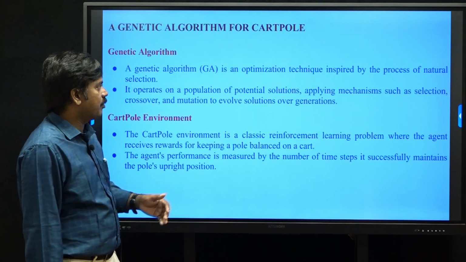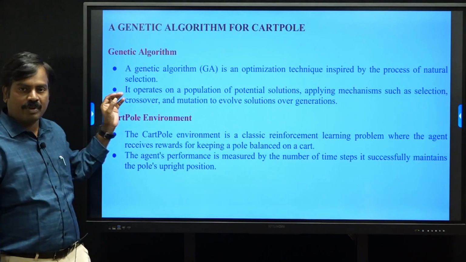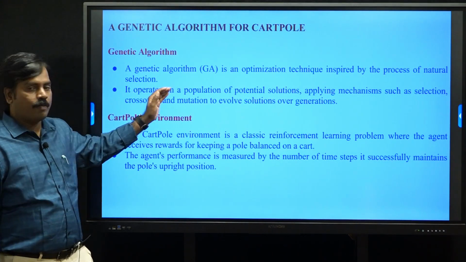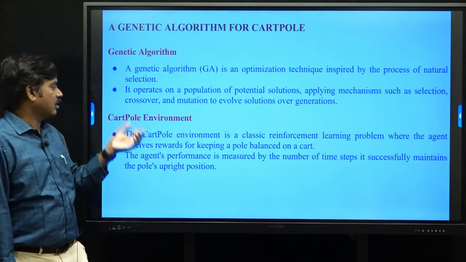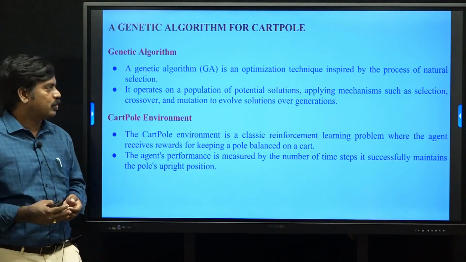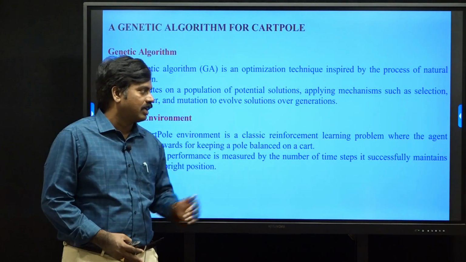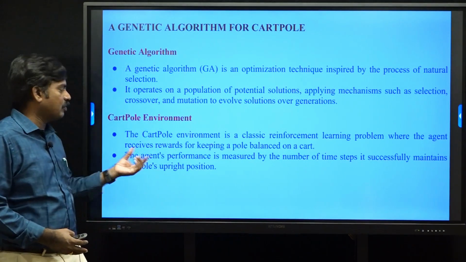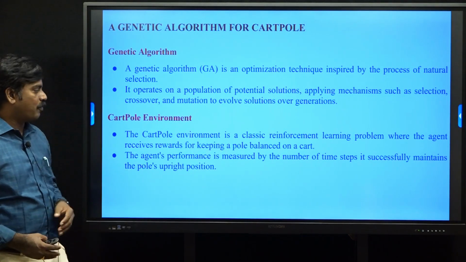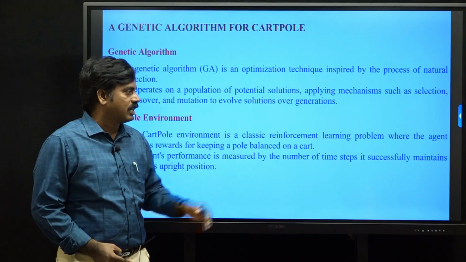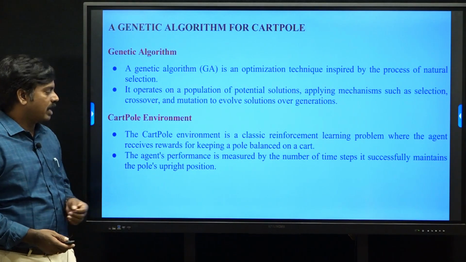The genetic algorithm is an evolutionary optimization technique inspired by the process of natural selection. It operates on a population of potential solutions, applying mechanisms such as selection, crossover and mutation to evolve the solutions over generations. The Cartpole environment is a classic reinforcement learning problem in which the agent receives rewards for keeping a pole balanced on a cart. The agent's performance is measured by the number of time steps it successfully maintains the pole in an upright position. That is the Cartpole environment.